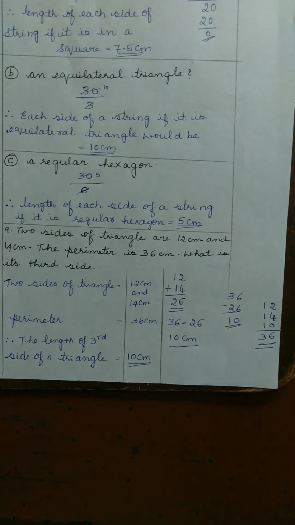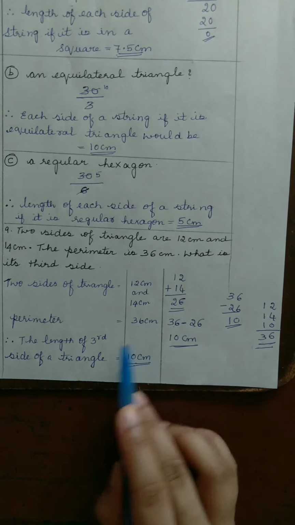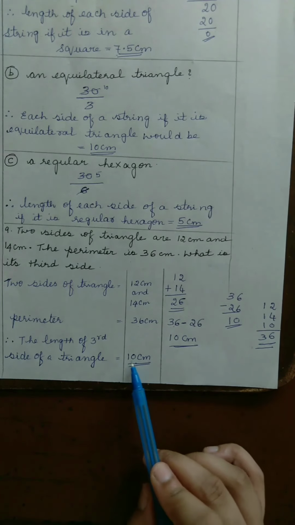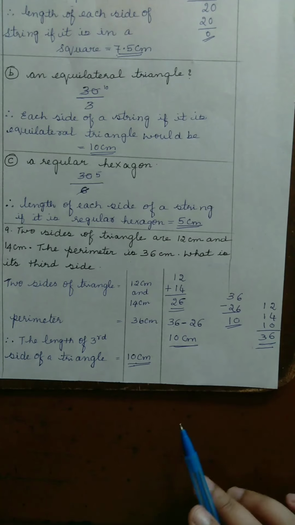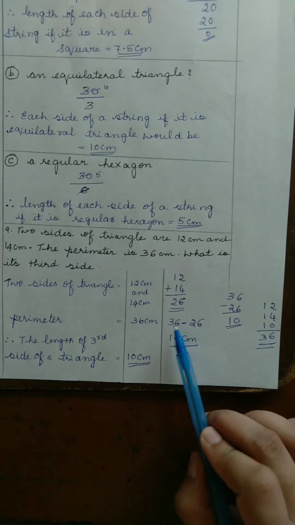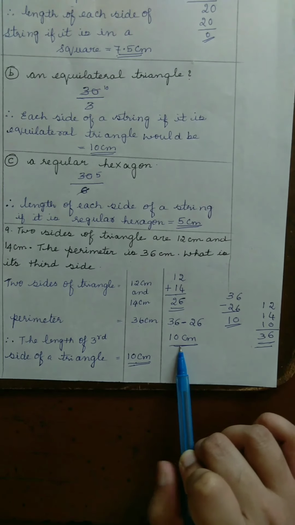So, the total measurement of the three sides is equal to 36 centimeter. We had asked the question to find out the third side. So, we got the answer equal to 10 centimeter. By adding the two sides, we got 26. From 36 minus 26, we got the final answer equal to 10 centimeter.